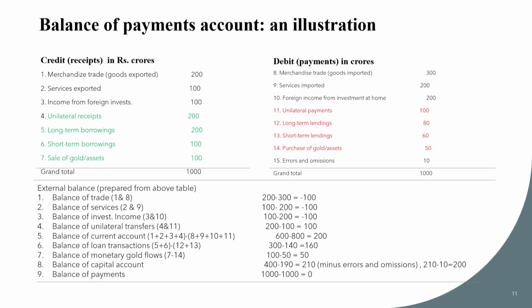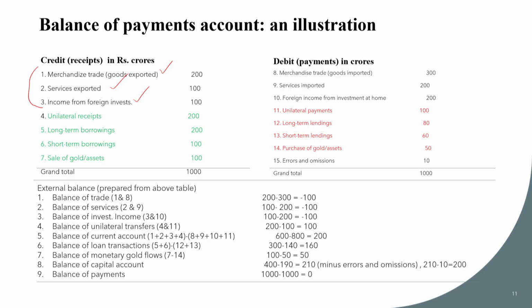So I'm showing you an illustrative example of a balance of payments account, in which all transactions reported on the credit side and all transactions recorded on the debit side are shown. On the credit side, these are straightforward: the exports of goods and services, that is the proceeds we get from exports of goods and services. Similarly, income from foreign investment, these are all credits in the balance of payments account.